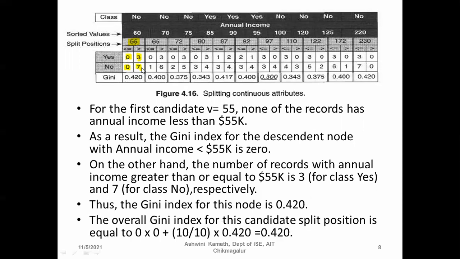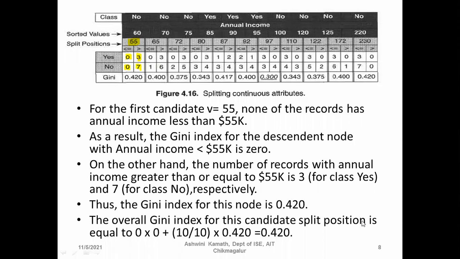So here overall Gini index is 0 into 0 plus 10 divided by 10. What is the 10? 10 is 3 and 7. 3 plus 7, it is 10. 10 divided by 10, this is the overall Gini index. That is the weighted average of Gini index for less than or equal to and greater than both. So 0 into 0 plus 10 divided by 10, which is equal to 1.